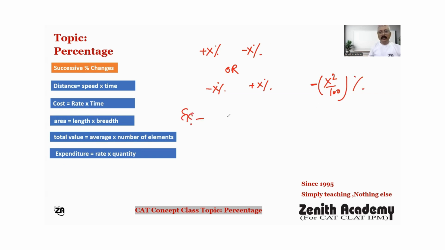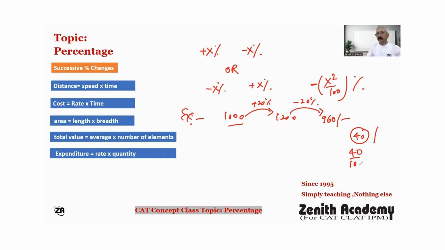For example, a worker has a salary of rupees 1000 for a month, and first increase 20%, so it becomes 1200. And again, if it decreased by 20%, then 240 is reduced, so it becomes 960. Okay, 1000, 960, 40 rupees decrease with respect to 1000. 40 decrease with respect to 100, what is it? 4% decrease.